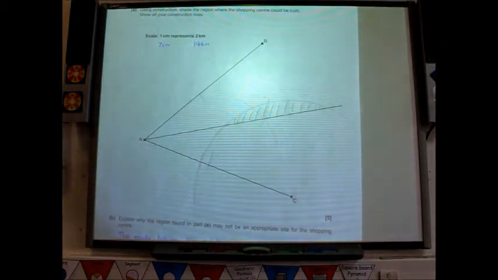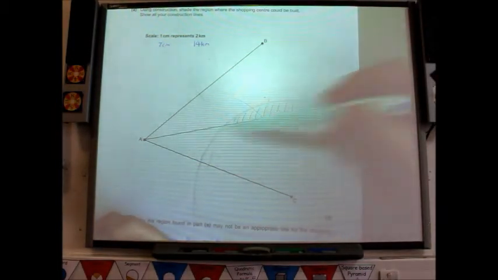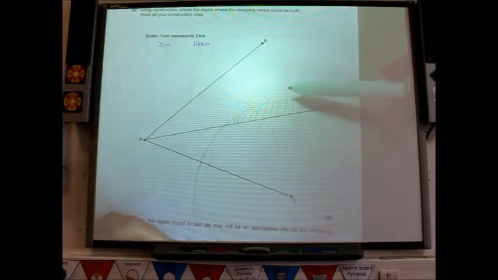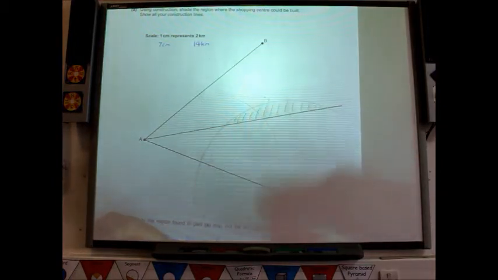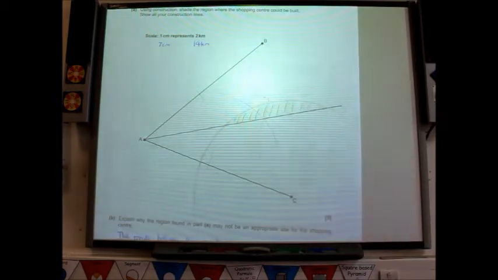Now, it says shade in the region where it could be. Well, we just discussed it's got to be above this line. That's the angle we've bisected. And it's got to be within this circle bit we're drawing here. So that means this here that I've shaded in is the only place you could build it.